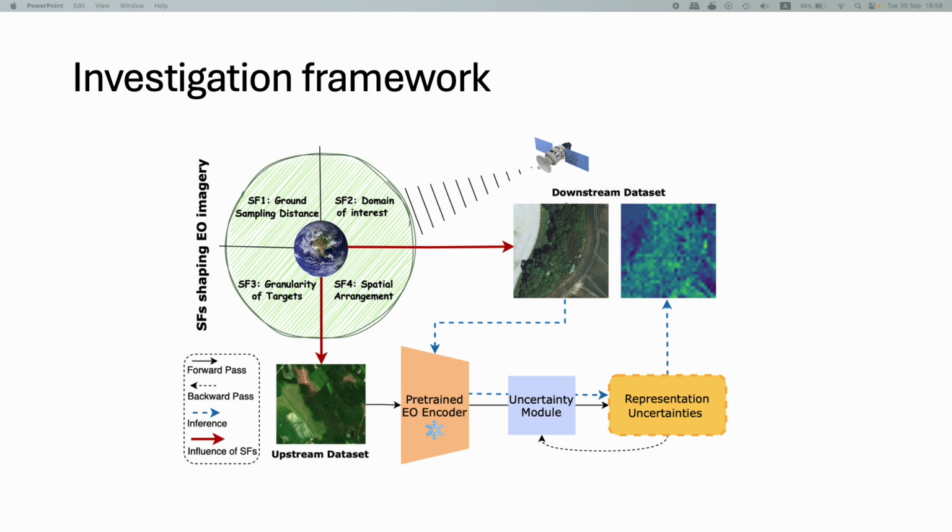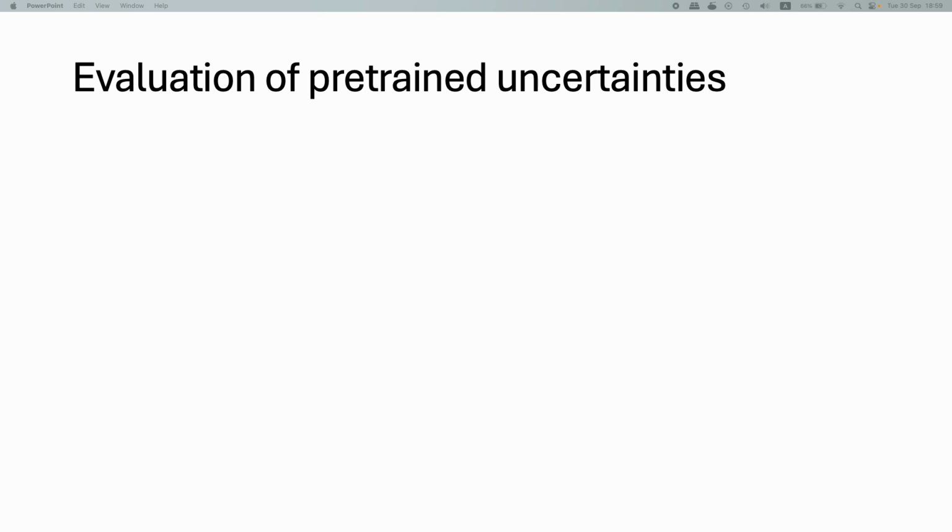We use the following investigation pipeline. We train supervised classification models on large-scale Earth observation datasets and then freeze their representations. The uncertainty module is then trained on top to predict the loss as a measure of uncertainty. Then, the generalization of the representation uncertainties is evaluated across various previously unseen downstream datasets, taking into account the variations in the semantic factors. For evaluating the uncertainties, we use two complementary strategies.